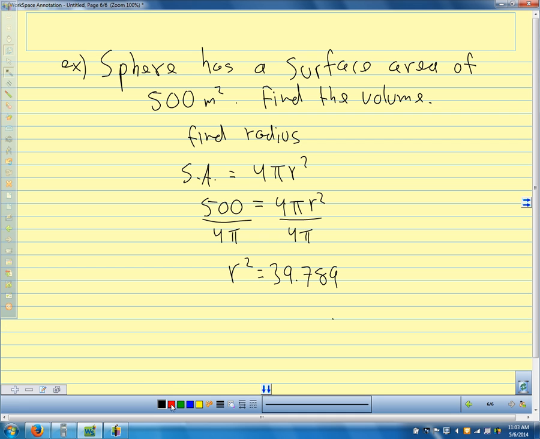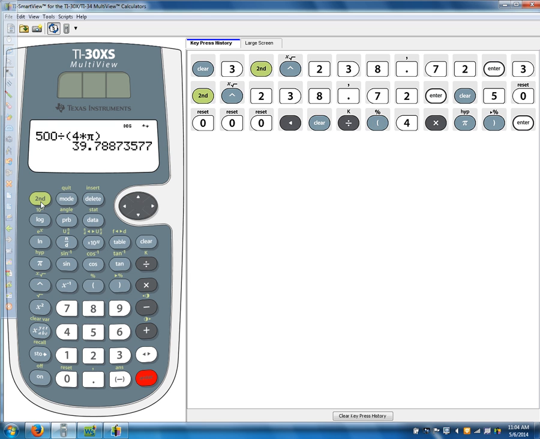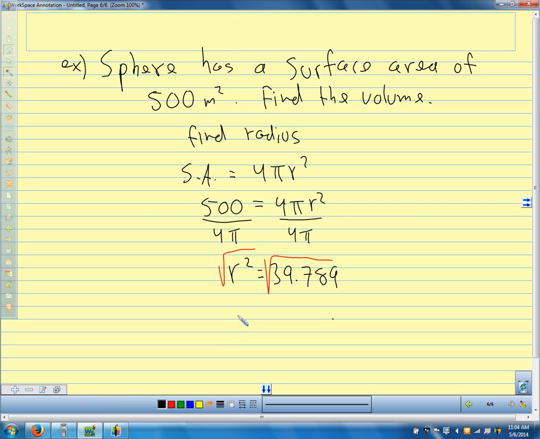And we know where to go from here, right? To undo this square, what do we do? Square root. Since we just have a square, we can use a regular square root. So we'll take the square root of 39.789. So I'll go back to the calculator, and I get about 6.31. So my radius is about 6.31 meters, and now I can find the volume.